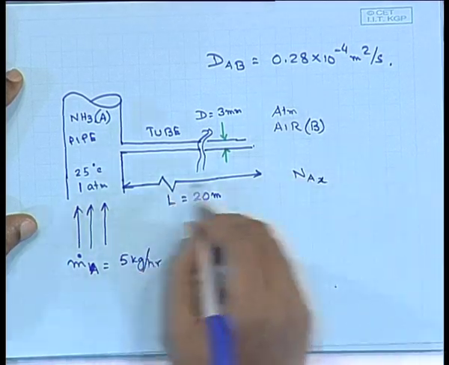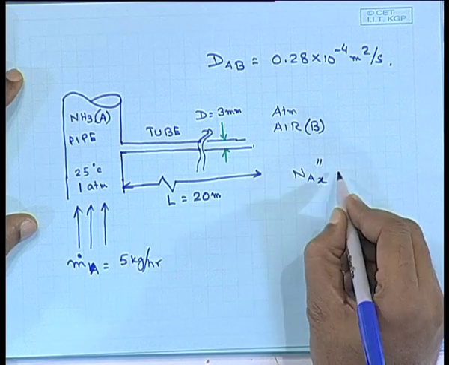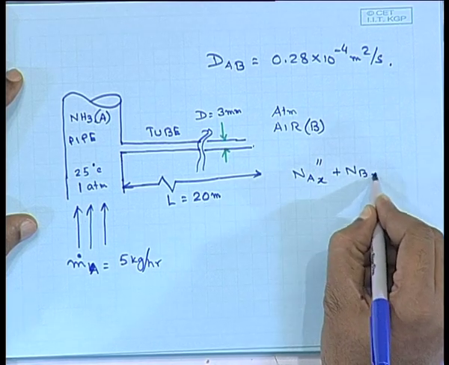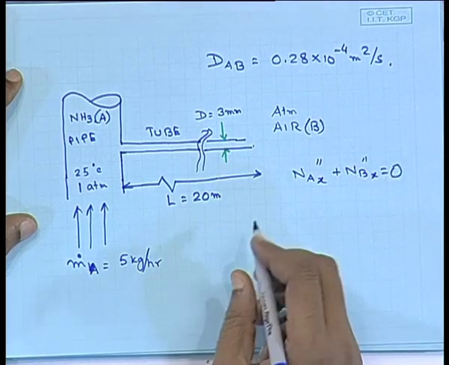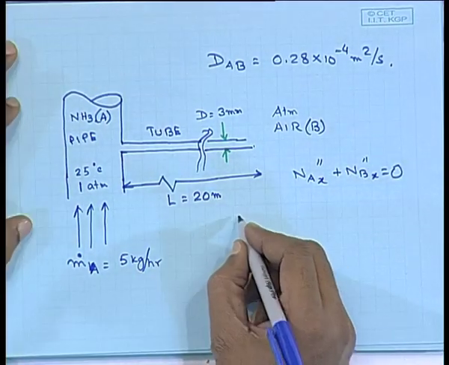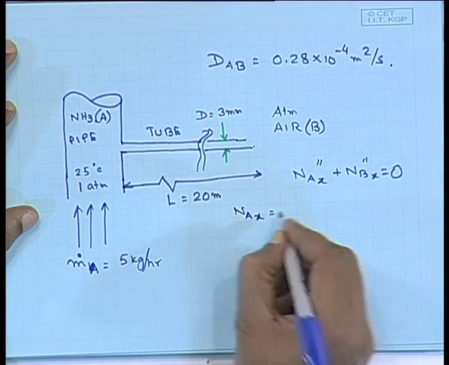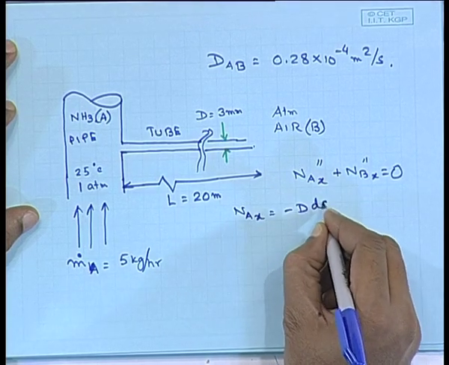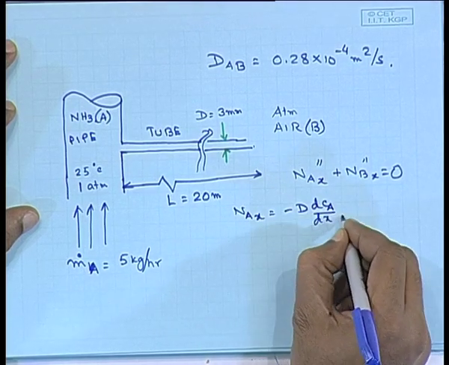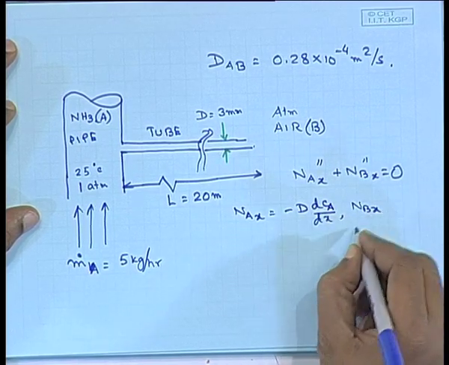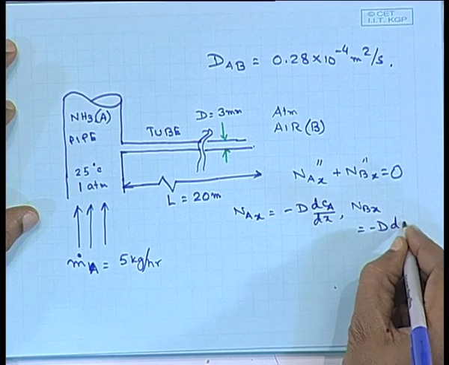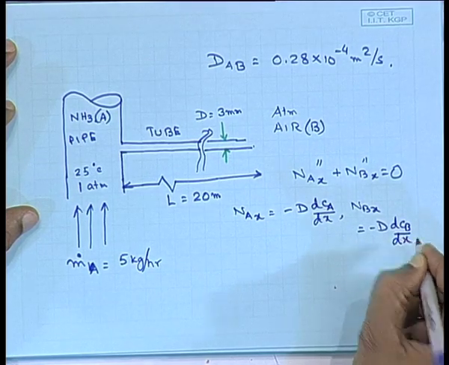So, NAX, if this is my x direction, the flux plus NBX, the flux, what would be the sum of these two? Should be equal to 0. And I am also going to express NAX as minus D dCA dx and NBX as minus D dCB dx.